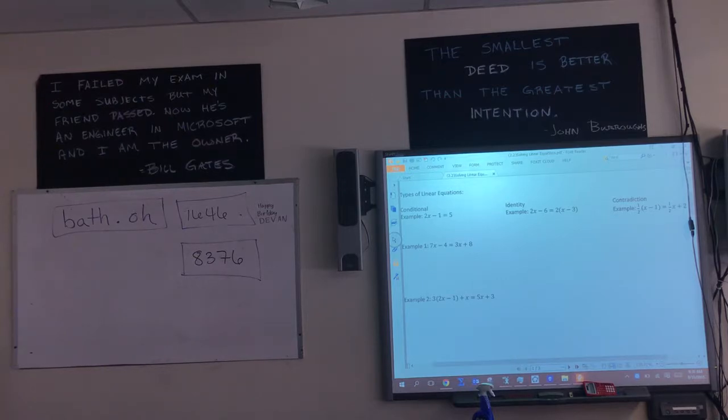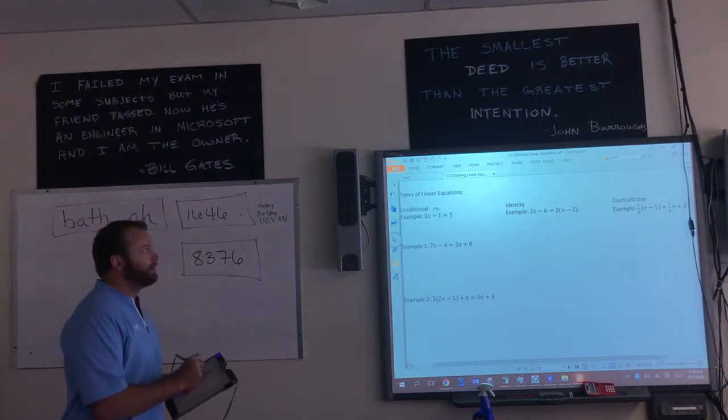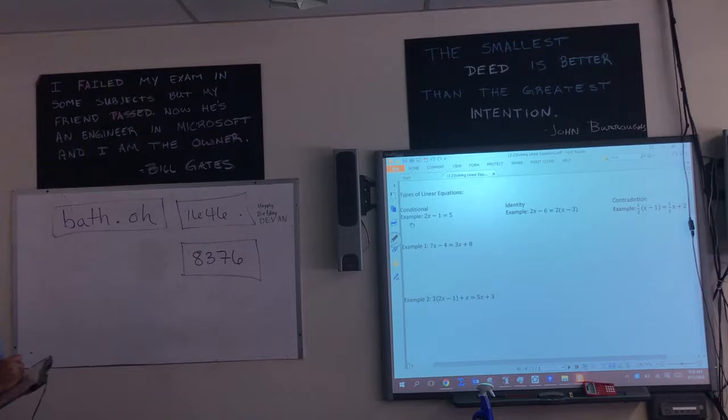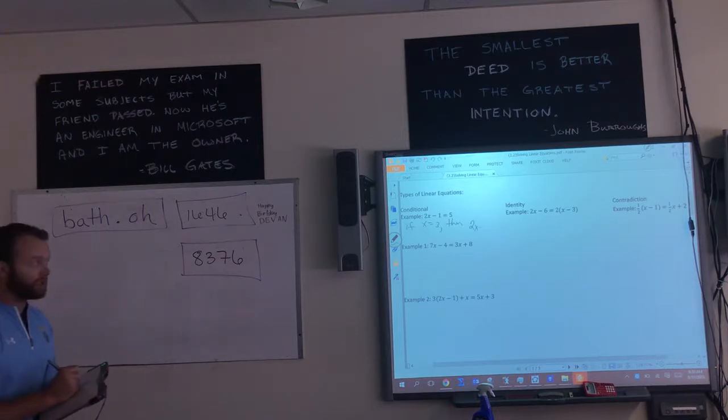So 2x minus 1 equals 5. That is only true on the condition of what? What does x have to be for this to be true? If x equals 3, then 2x minus 1 equals 5.